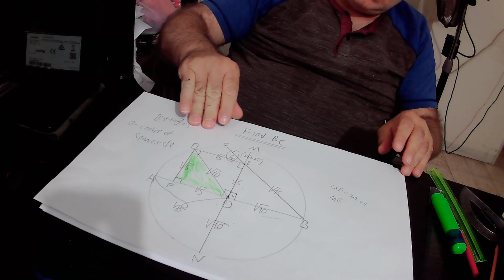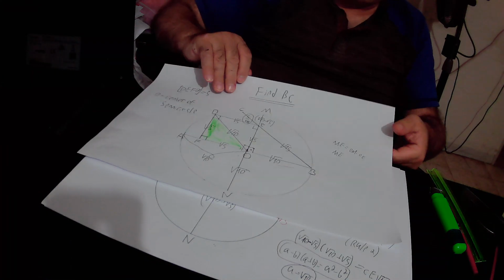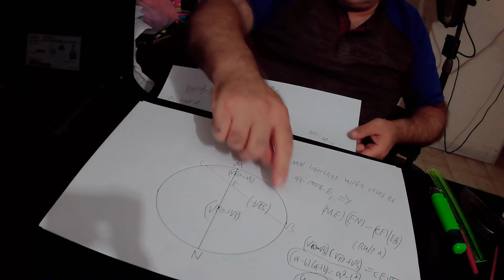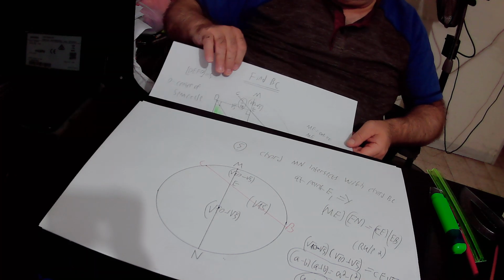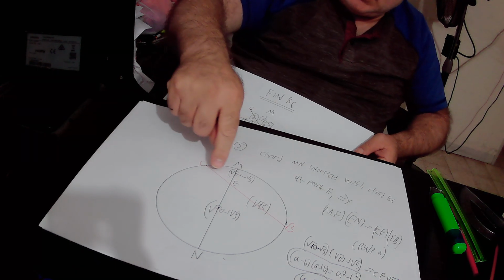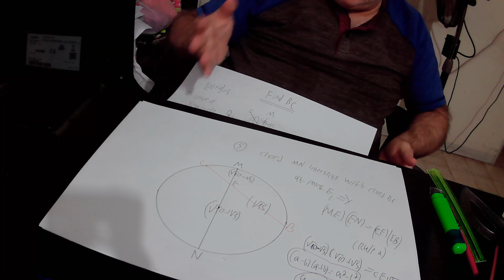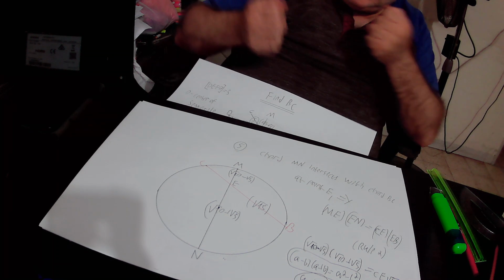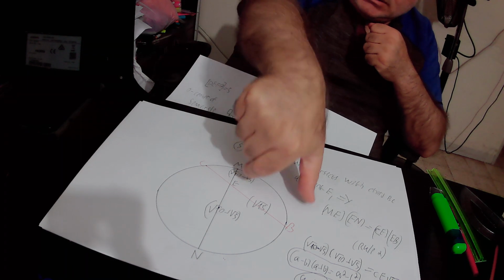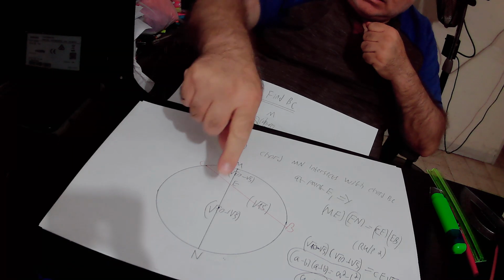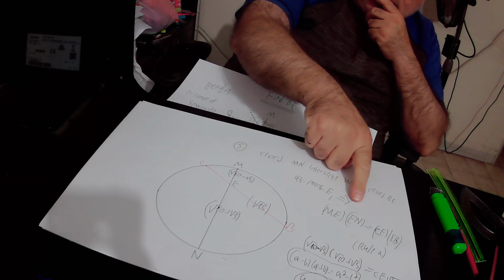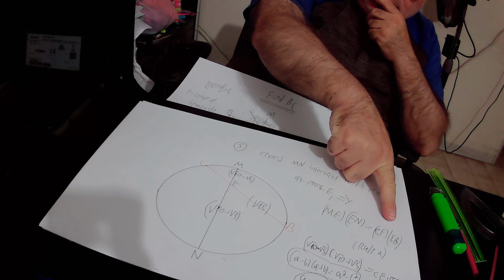So here I copied again the drawing, only the two chords that intersect with each other. Chord MN intersects with chord CB at point E. Therefore, according to the new rule number 2, we get that ME times EN equals CE times EB.